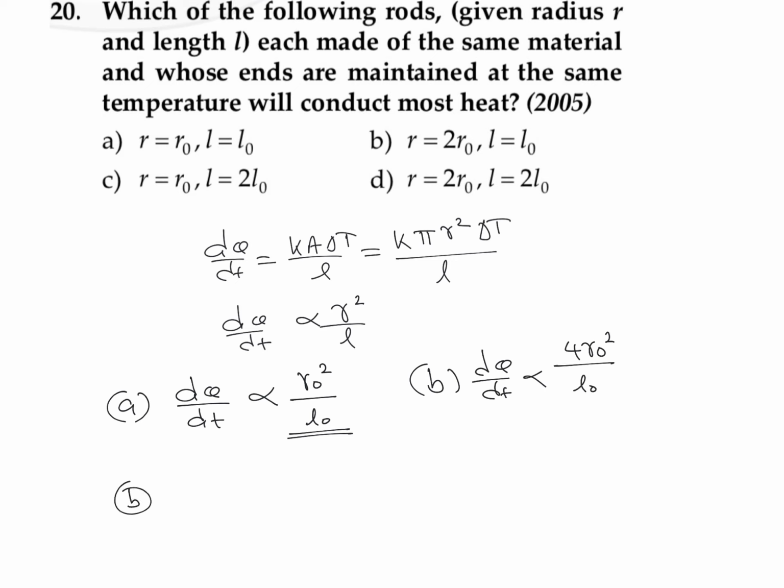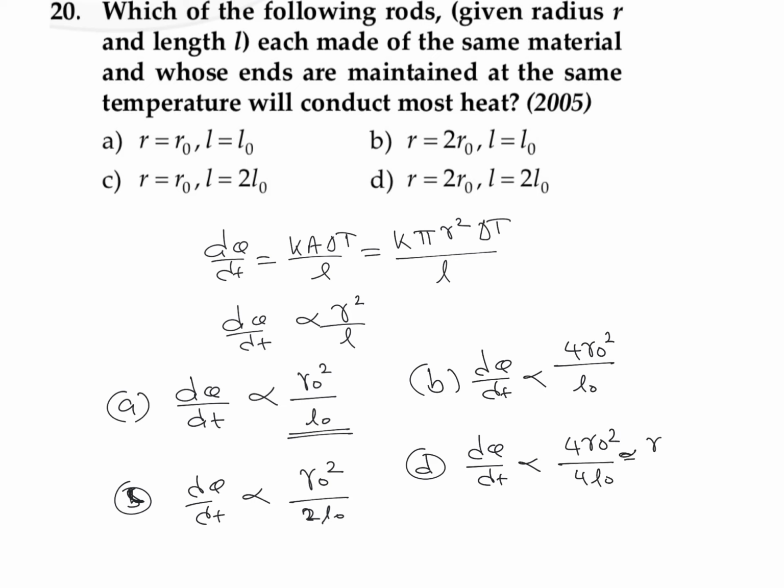And in the next option, dQ/dt is directly proportional to, instead of r it is given r naught, and instead of L it is given as 2 L naught. So it will be r naught square by 2 L naught. And in option D, dQ/dt will be directly proportional to 2 r naught the whole square, that is 4 r naught square divided by 4 L naught. So that will be directly proportional to r naught square divided by L naught.